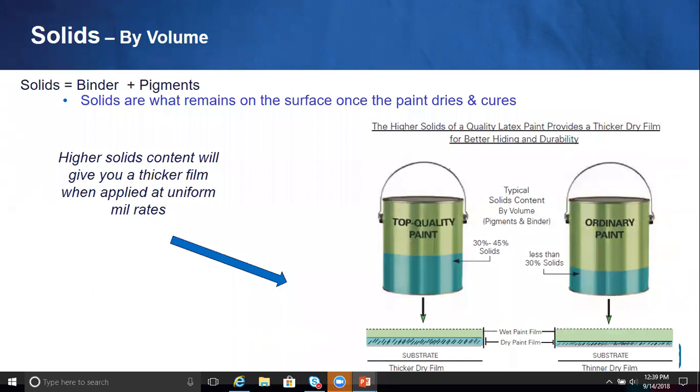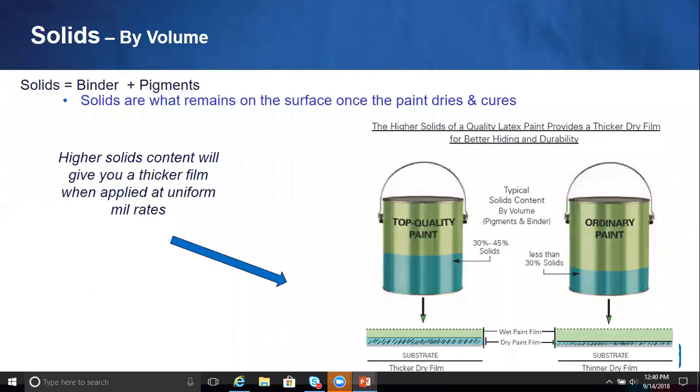So if you look at the can on the left and it's a top quality paint, depending on what product it is, it could be about 30% solids all the way up to about 45% solids. Again, the light green color is the solvent that's going to evaporate, and what's left is what's left on the wall. When you get ordinary paint or entry-level product price points or primers and things like that, typically they're less than 30% solids.